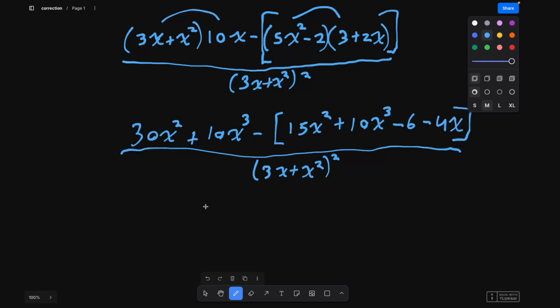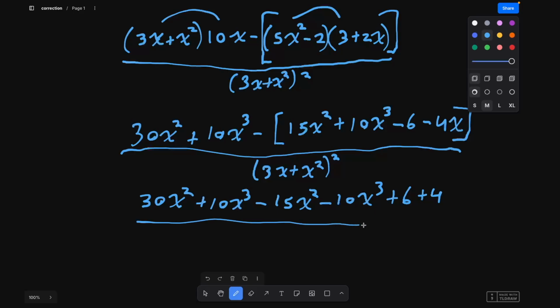We can distribute this minus sign and get 30x squared plus 10x cubed, and then minus 15x squared minus 10x cubed plus 6, and then plus 4x, all over our denominator.